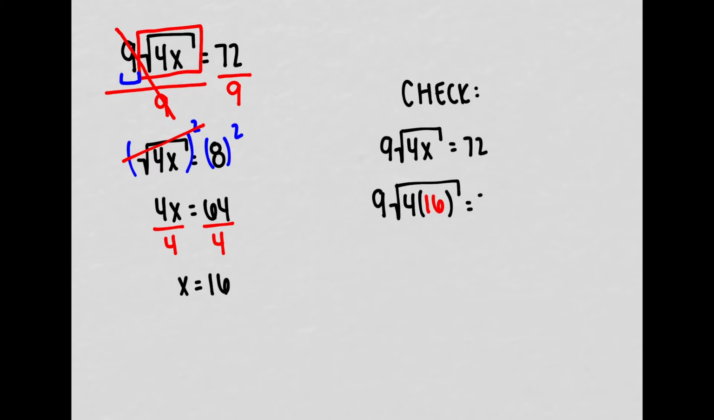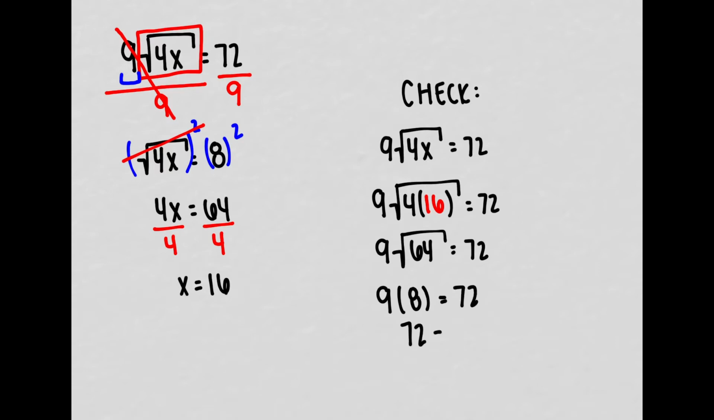And it's still equal to 72. So you have 9, we haven't done anything with that. 4 times 16 gives me 64, and it's equal to 72. Now I'm going to take the square root of 64, and that gives me 8. My last step is 9 times 8, so that's 72 equals 72. This is a true statement, so x equals 16 is my answer.